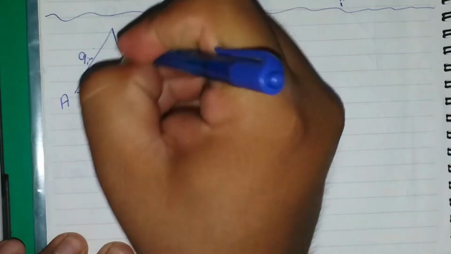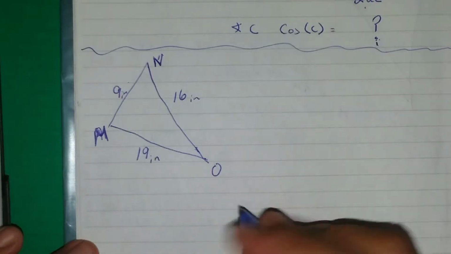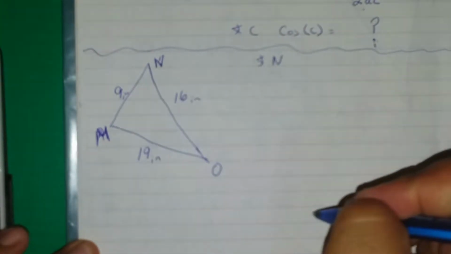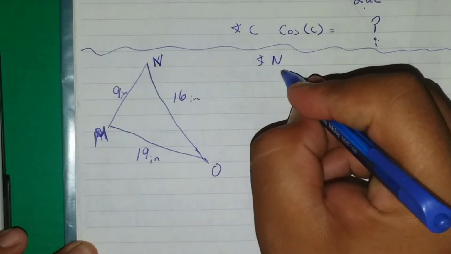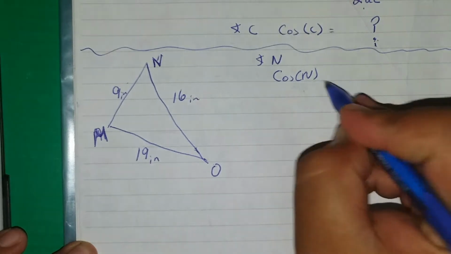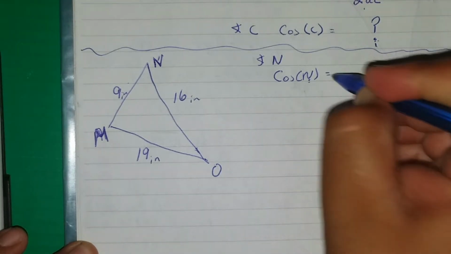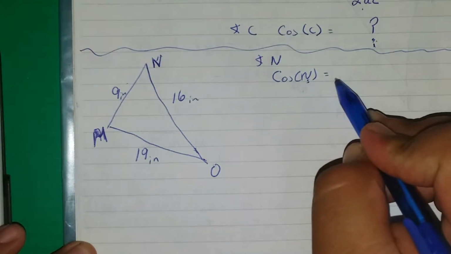We're going to be solving for all the angles. So here let's change the labels to M, N, and O. If we're solving for angle N, I know that my formula is going to be cosine of angle N, because I am solving for the angle N. Notice that I'm using a capital letter, equals to, and since I'm solving for angle N, then I must write the other two sides first.